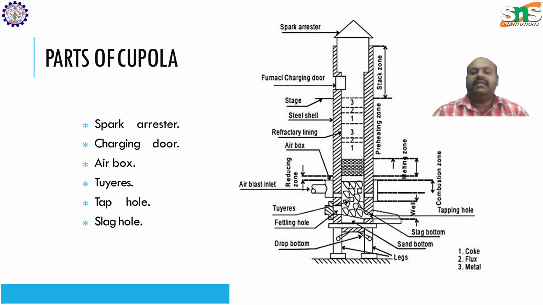We have an air blast inlet, and we have tuyeres and a peeling zone, and we have legs to withstand all the load. We have a sand bottom and slag bottom, and we have a tapping hole where the molten metal is collected. The numbers 1, 2, 3 are nothing but coke, flux, and metal, in this kind of combination, arranged inside a cupola furnace.